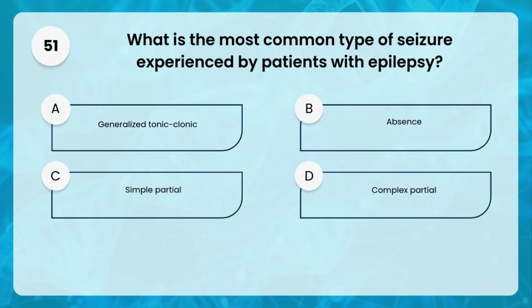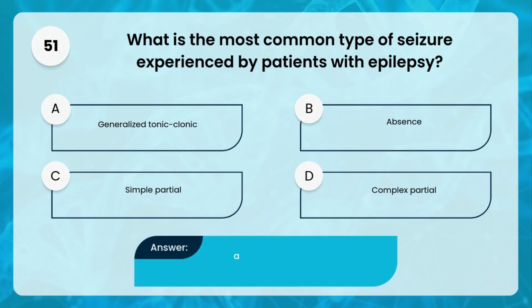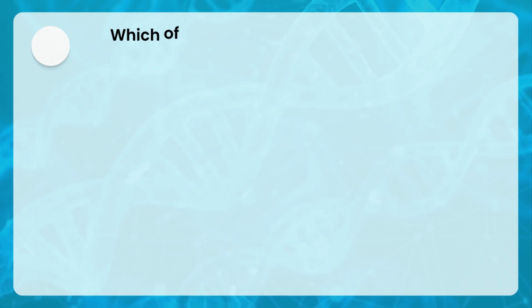Number 51. What is the most common type of seizure experienced by patients with epilepsy? A. Generalized tonic-clonic. B. Absence. C. Simple partial. Or D. Complex partial. The answer is A. Generalized tonic-clonic.